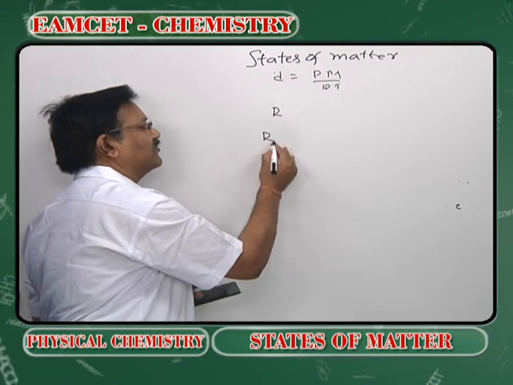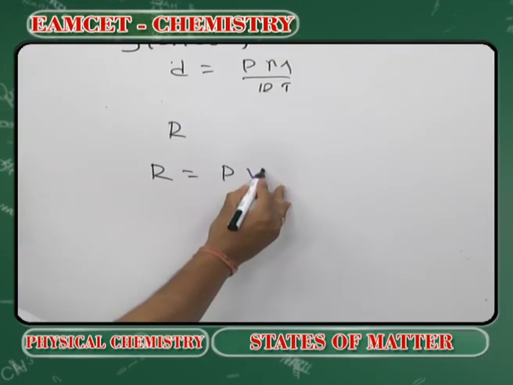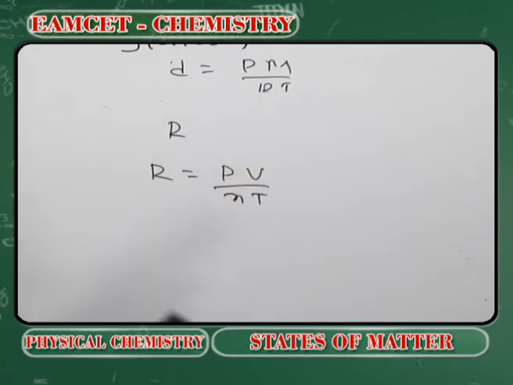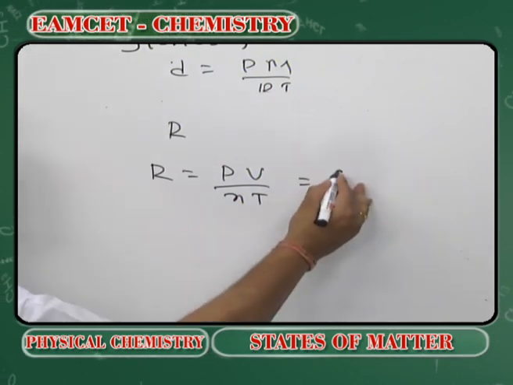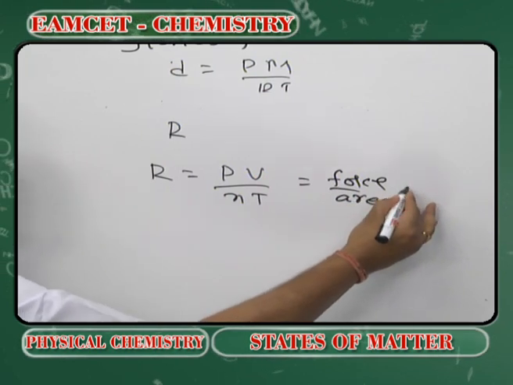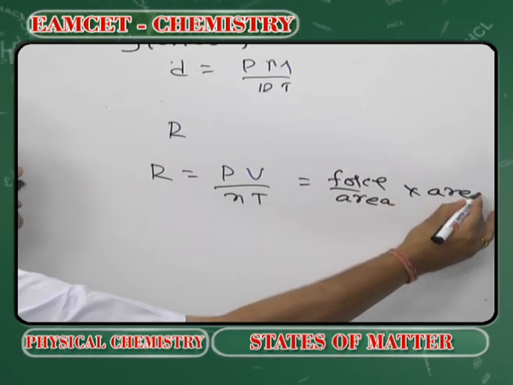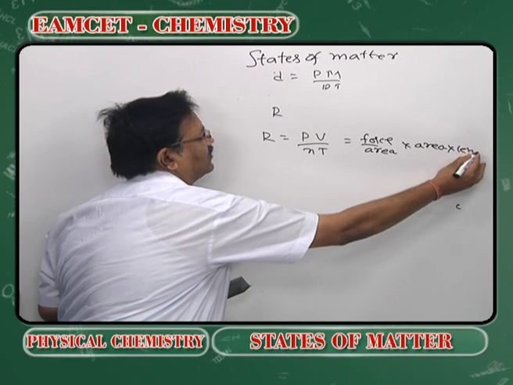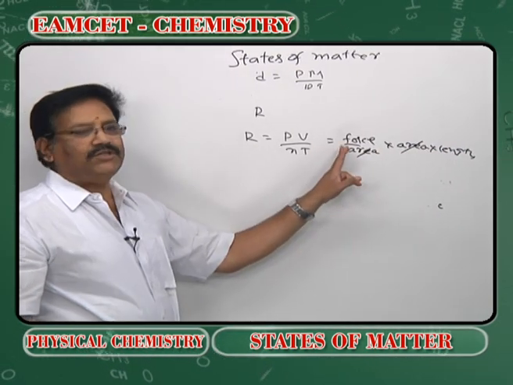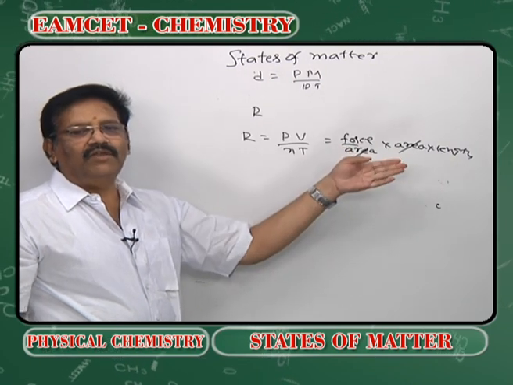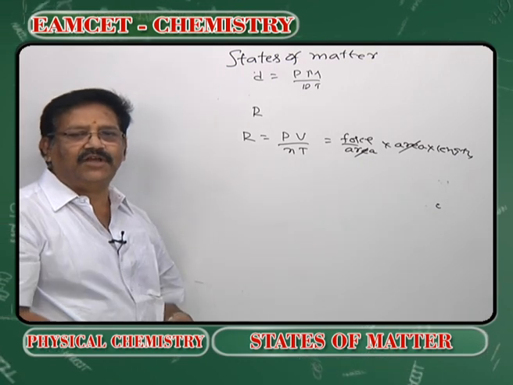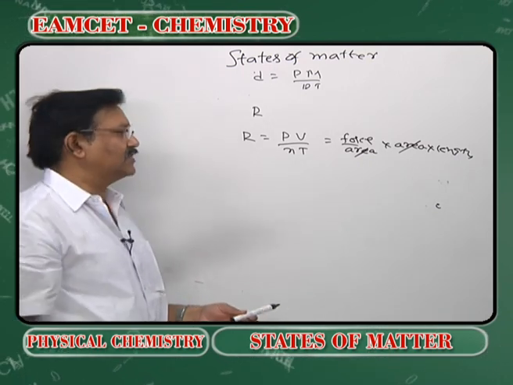Because R value is given by the expression PV by nT. What is P? Force per area. What is volume? Area into length. Area gets cancelled out. The product of force into length will correspond to either work or energy. So, R is a function of either work or energy.